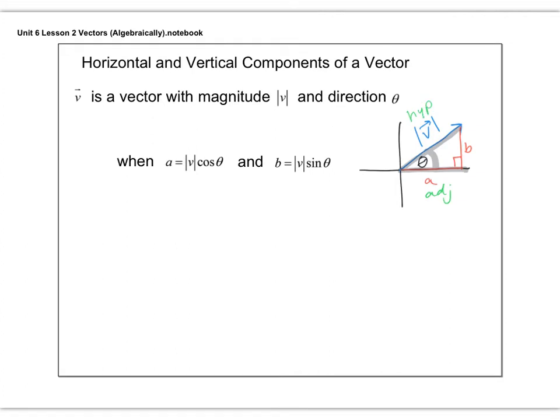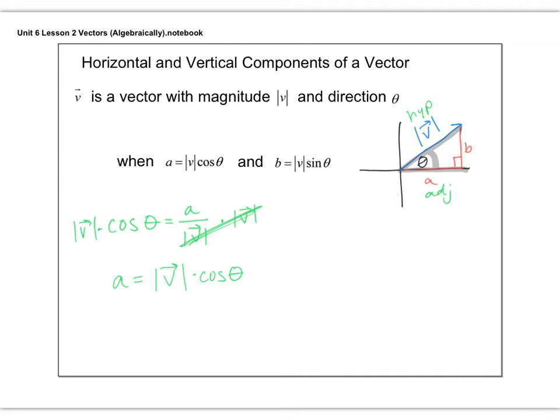So when you think about SOHCAHTOA, you would choose cosine. So if you did the cosine of theta equals A over the absolute value of V, that's the magnitude, multiply both sides by the absolute value of V, or the magnitude of V. These would cancel out, and you can see the horizontal component, or A, is the magnitude of V times cosine theta. Now let's find the vertical component.